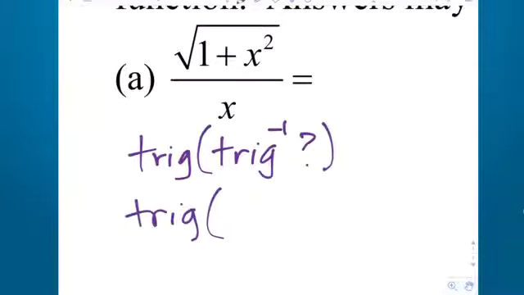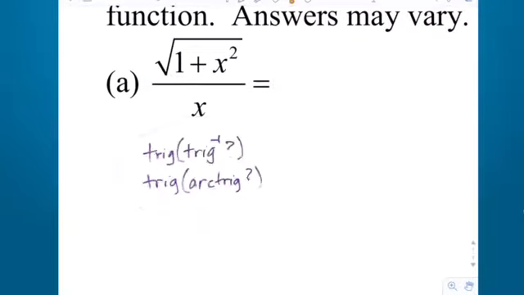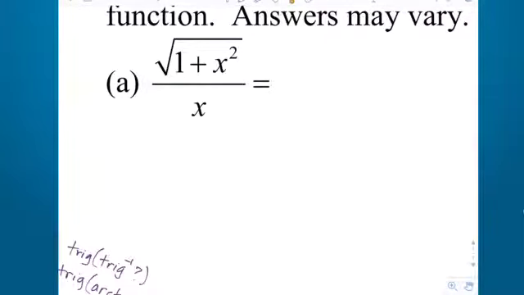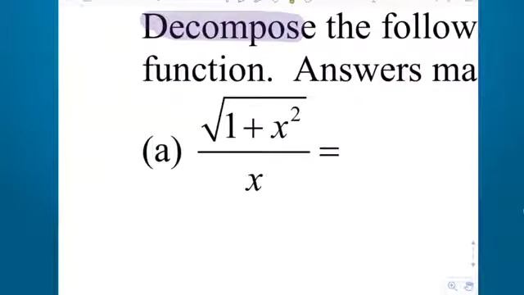Or it could also be a trig function. What's another way to write an inverse trig? Arc trig, yeah, of something. And you're going to see in this case, answers may vary. There's more than one way to decompose it. All right, first things first. All the information that you need to decompose this is contained within the radicand.